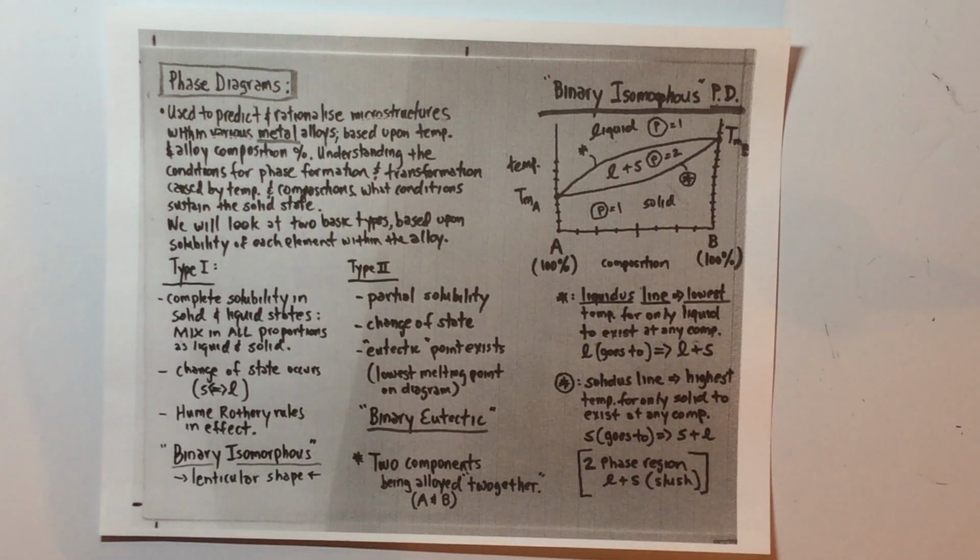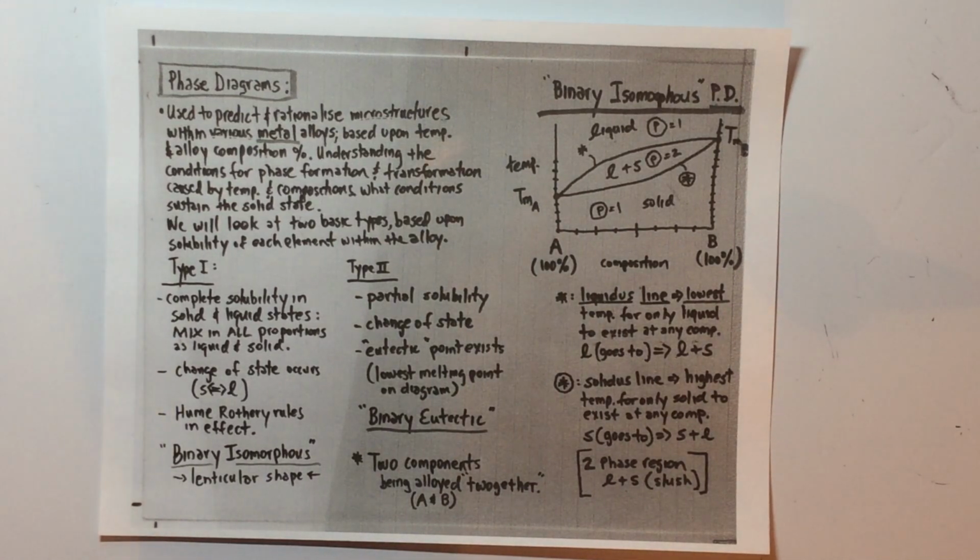before we left campus, we introduced phase diagrams, and obviously they're used to predict and rationalize various microstructures of various metal alloys, primarily based upon just temperature and composition. It helps us to understand both phase formation and transformation that are caused by the variances of the temperature and the composition in each one of these alloys.